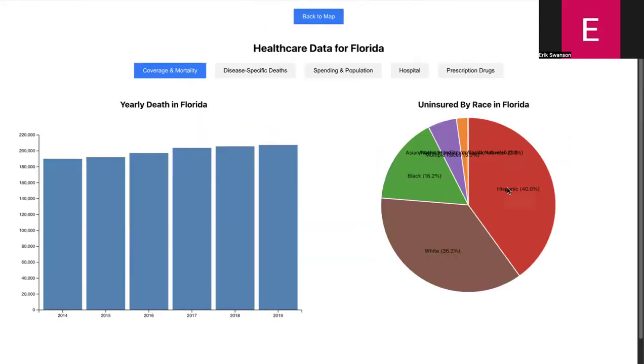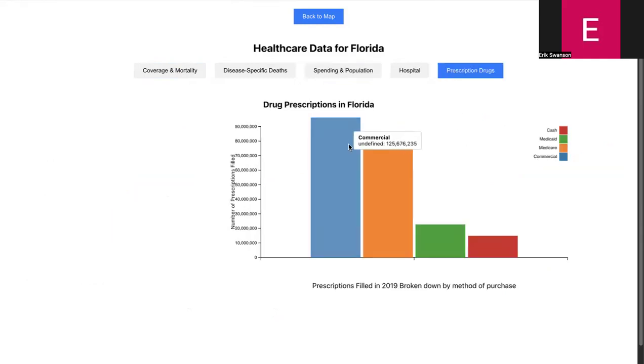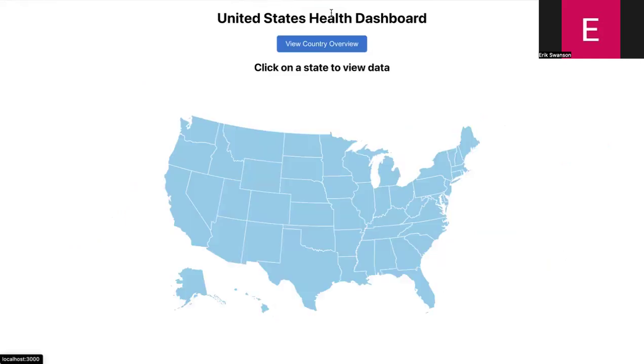You can see that Hispanics do make up a portion, but Caucasians make up a massive portion of Florida's uninsured population. You can see that that's increasing, but kind of stable. You can see spending is massively lower than other states, but the population has skyrocketed over the last few years, leading to a massive increase in spending on personal care and hospitals. You could see that almost all drugs in Florida are being filled commercially, and none are being done by cash.